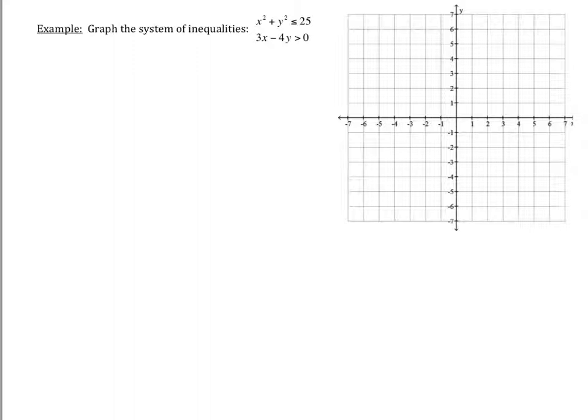This is our first example. It says graph the system of inequalities: x squared plus y squared is less than or equal to 25, and 3x minus 4y is greater than 0. All right, if I look at that first one, x squared plus y squared is less than or equal to 25. I'm going to tell myself that this has got to be a solid graph when I graph the curve here.